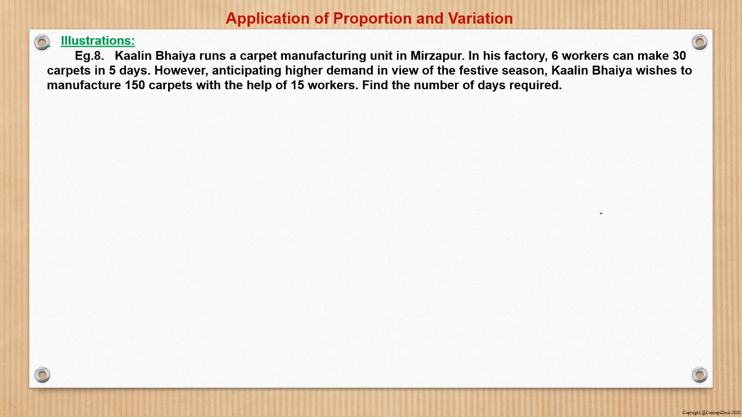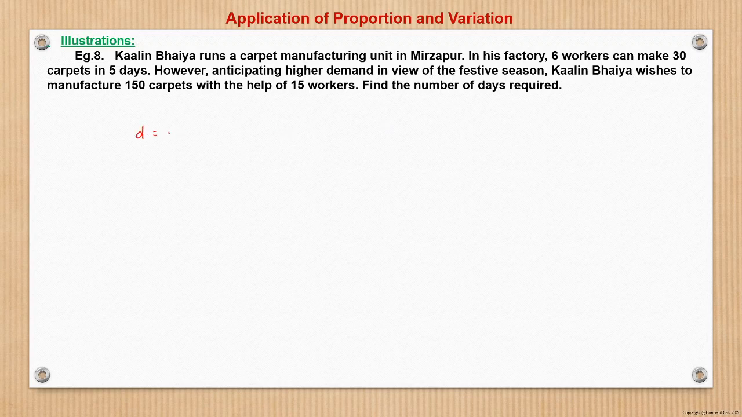Now question number 8 says, Kalin Bhaiya runs a carpet manufacturing unit in Mirzapur. In his factory, 6 workers can make 30 carpets in 5 days. However, anticipating higher demand in view of the festive season, Kalin Bhaiya wishes to manufacture 150 carpets with the help of 15 workers. Find the number of days required. So the question is the number of days.